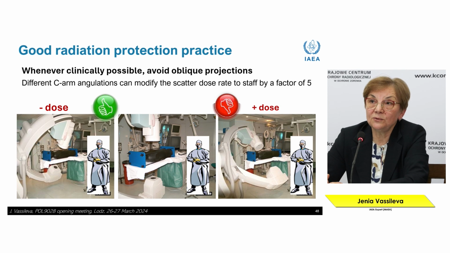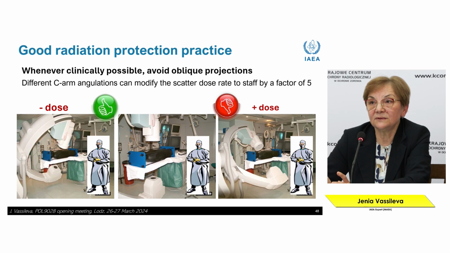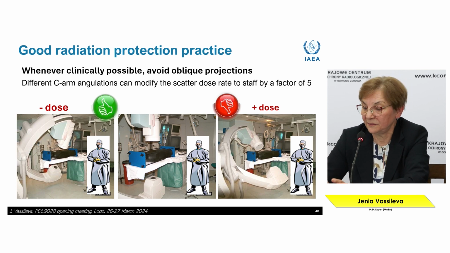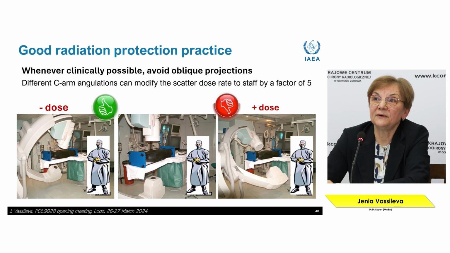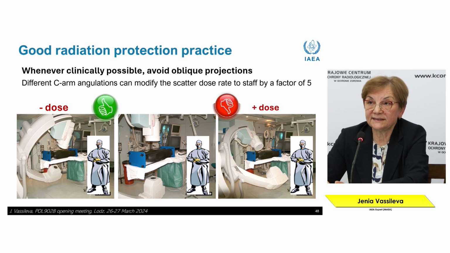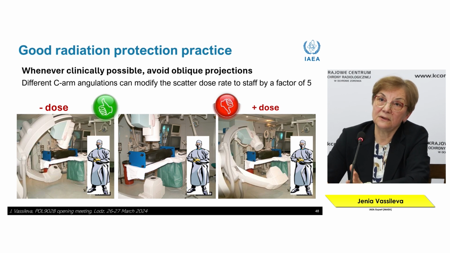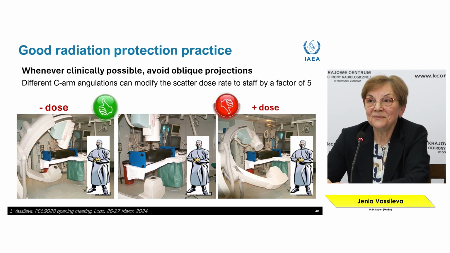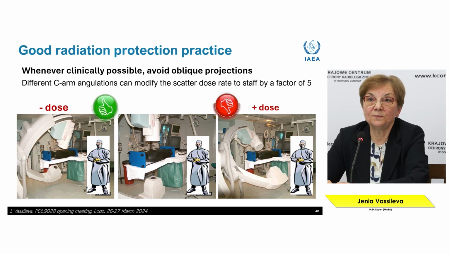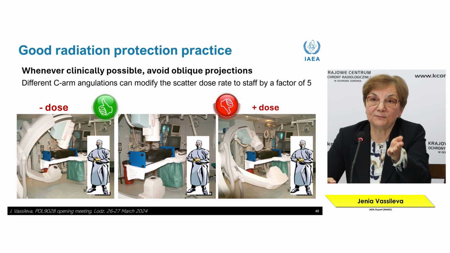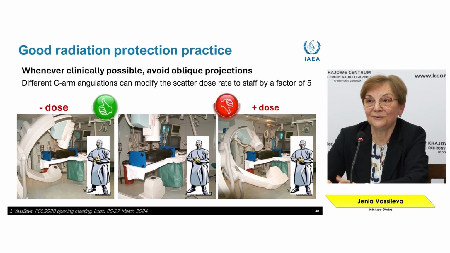Also, which side, which kind of oblique projection is used has a very high impact on the scatter dose. For example, if the operator stands on the side where the X-ray tube is, the right picture here, the dose can be a factor of 5 higher to the staff, to the operator, compared to the opposite projection. Very often, I have heard from interventionalists that they avoid having the X-ray tube in front of them. That means they think that on the left picture, the dose is higher than on the right.